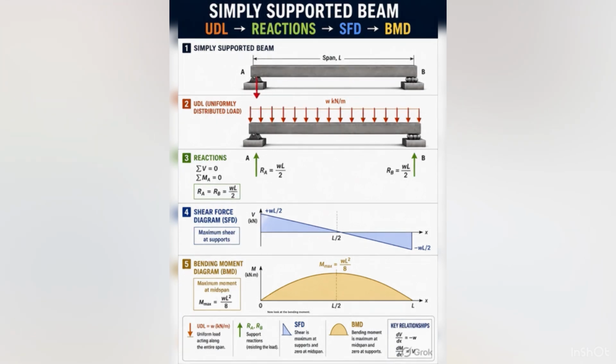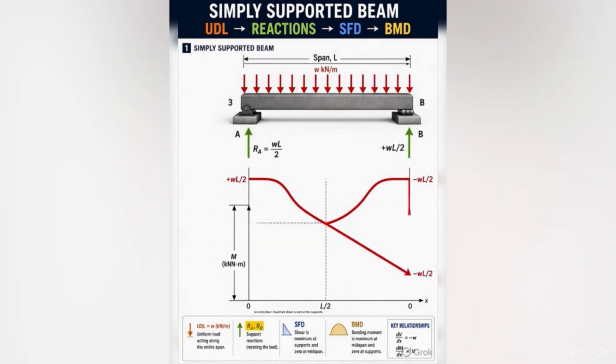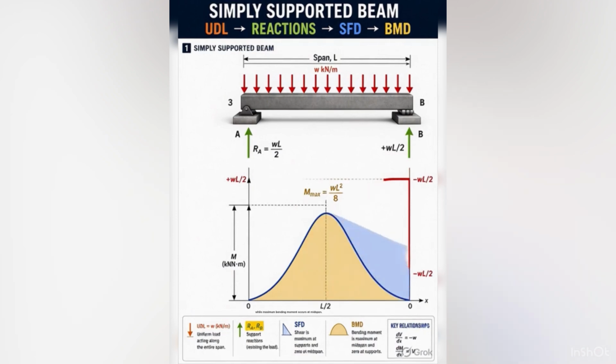Now look at the bending moment. It is 0 at both supports and reaches its maximum at midspan. So remember, maximum shear occurs at the supports, while maximum bending moment occurs at midspan.